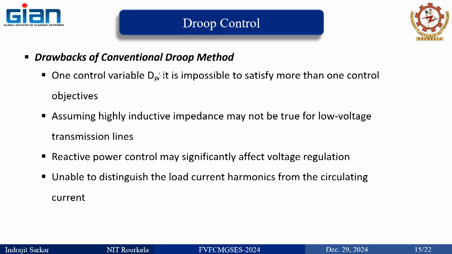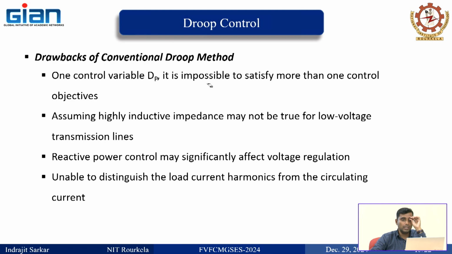Now what are the drawbacks of the conventional droop method? It is one variable, dP. So it is impossible to satisfy more than one control objective. The active power control that you are doing is sufficient for it. As I told you, assuming highly inductive impedance may not be true for low voltage transmission lines. This is one of the major drawbacks. That is why people don't go with the conventional droop control method. They go for other modified methods.